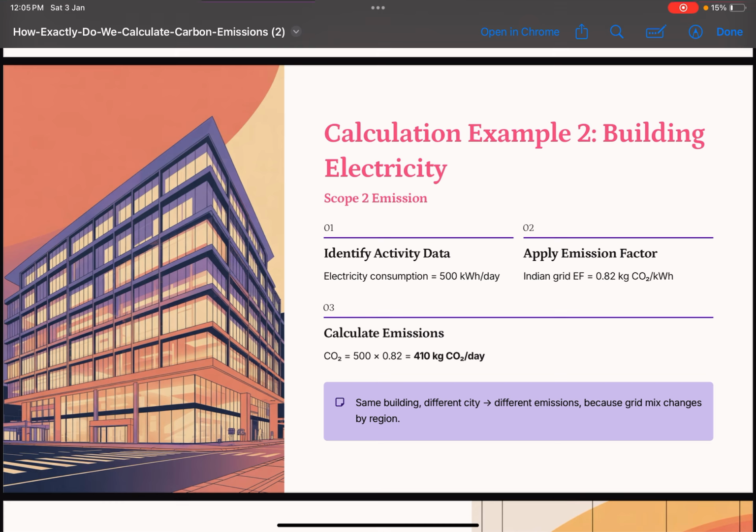Obviously, if the industry is located somewhere else in some other region, the emission factor would change. If the industry has a different energy bill, with consumption different from 500 units, then again we'll have a different value of scope 2 emissions.